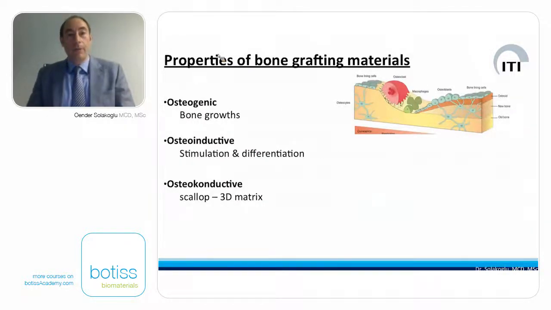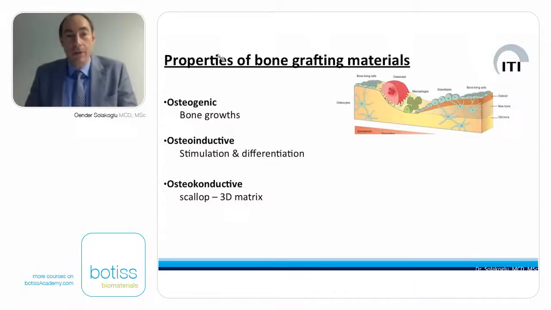So when we talk about bone grafting materials, we all know that we look for different properties of these bone grafting materials. One of the most important properties, of course, is the osteogenic property, the bone growth, that we all expect to happen after our bone augmentation procedure. Of course, we also favor materials that have some biological properties, like osteoinduction, for example, for stimulation or differentiation of bone cells, like osteoblasts or maybe even osteoclast activation in some instances.